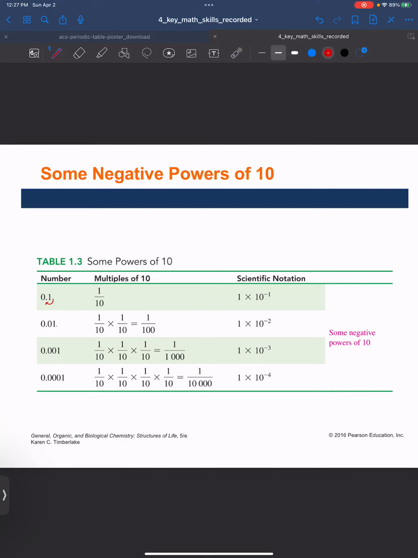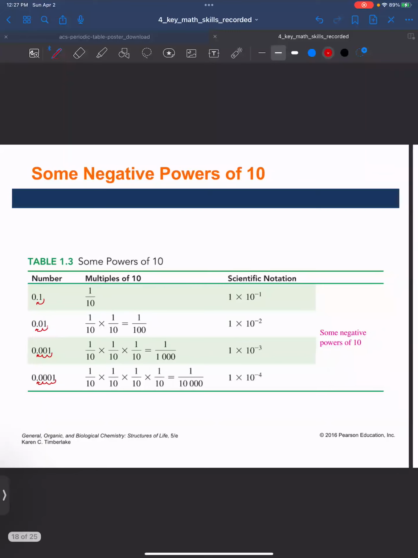Start, as always, to the right of the non-zero number, where the decimal place would be, and then move over 1 and 2. So then that is 10 to the negative 2. 1, 2, 3, 10 to the negative 3. 1, 2, 3, 4, 10 to the negative 4th. So the small numbers get negative exponents.